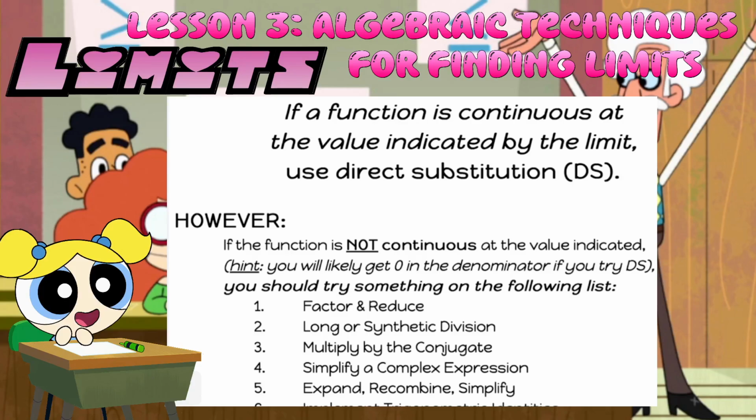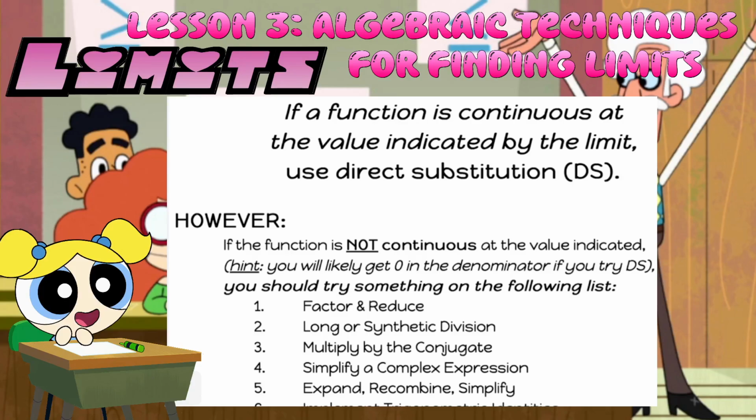So if a function is continuous at the value indicated by the limit, use direct substitution, which I will abbreviate as DS to save time and space. However, if the function is not continuous at the value indicated, hint, you will likely get 0 in the denominator if you try direct substitution. This is not always going to be all that obvious, because it could be a piecewise and things like that, but for a lot of the cases that's going to be a big indicator for you, okay? At least for now in the beginning.